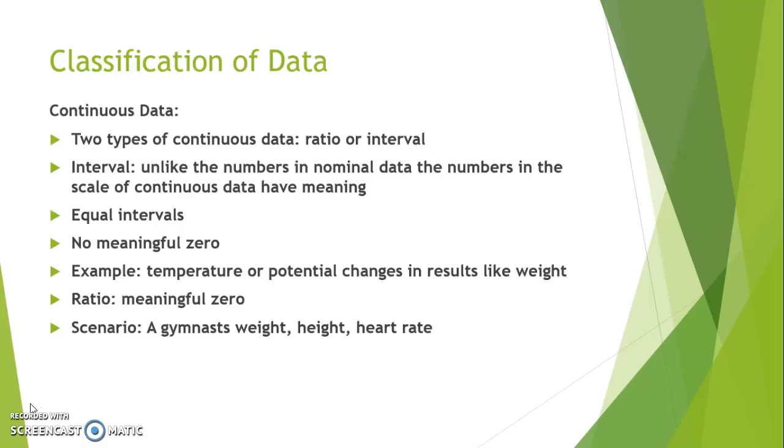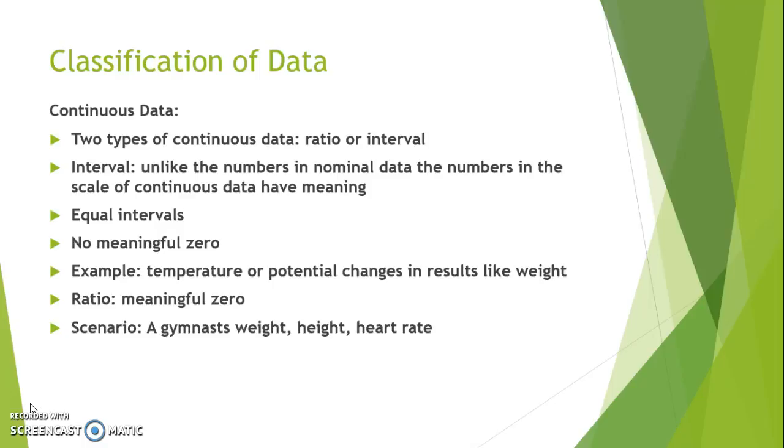So you could go to -30 in temperature, or in the changes in weight, you could have a -3 kilogram loss over a period of time. So basically, it's just about the fact that you can go below zero. There's no meaningful zero there, and the equal intervals are just you going down in equal amounts.